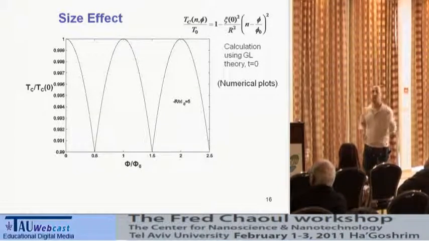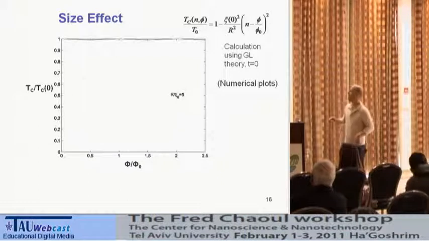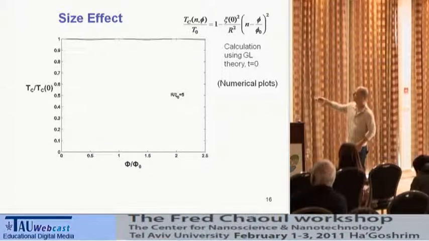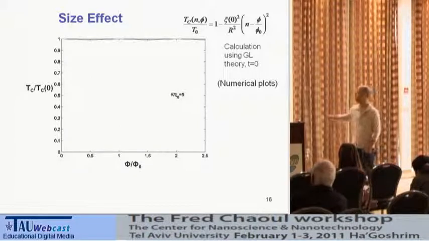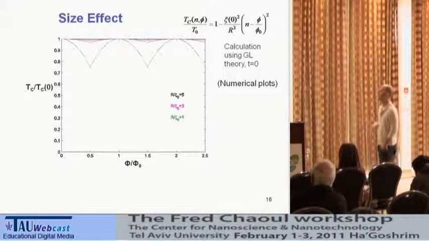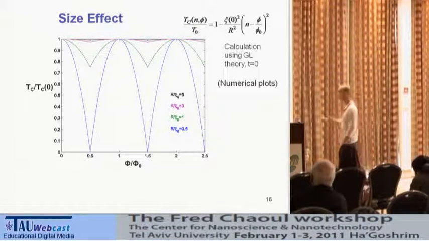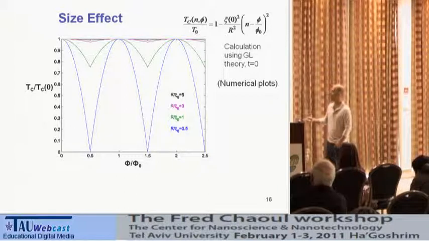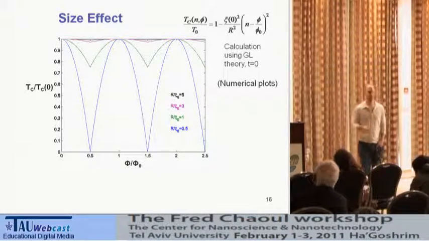If you want to see what will happen when we shrink the system down, we need to zoom out a bit. So this is the same plot. You can hardly see the oscillations over here because they're only 1%. And we're starting to reduce the diameter. So this is 3 times the coherence length, 1 times the coherence length. And here we have something special. When the radius is half of the coherence length, the critical temperature is exactly 0 over here, at half a flux quantum. So if I'm standing at half a flux quantum and I'm reducing the temperature, I will never reach a superconducting state.